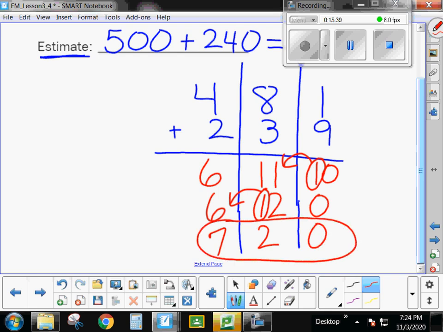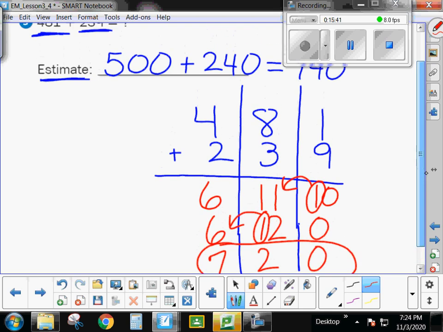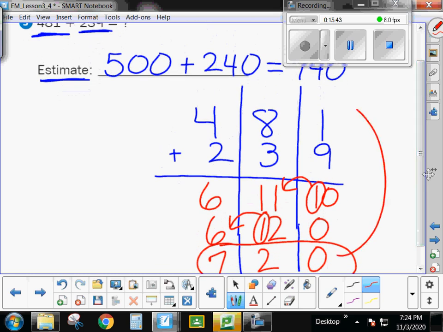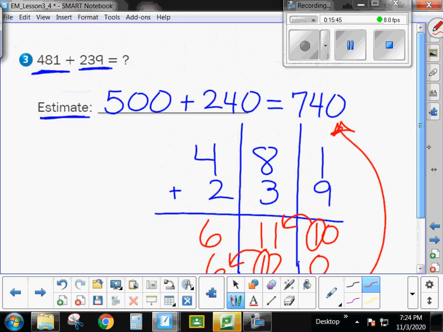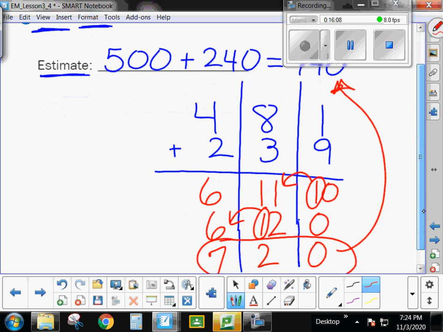My answer is 720. And that is pretty close to my estimate of 740. All right, so boys and girls, that is it for column addition. So yesterday you learned partial sums addition, and today you learned column addition. And so now kind of practice both of those strategies and see which strategy you like the best, okay?